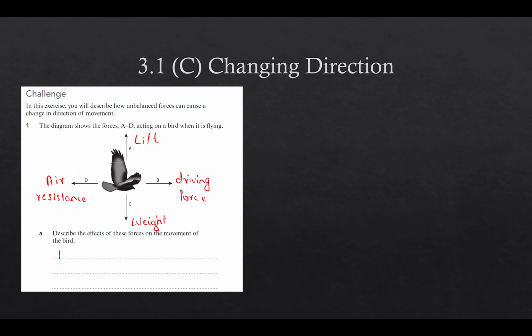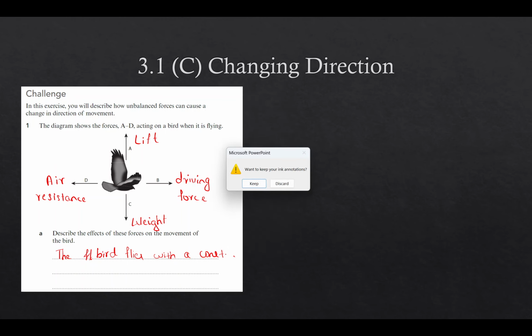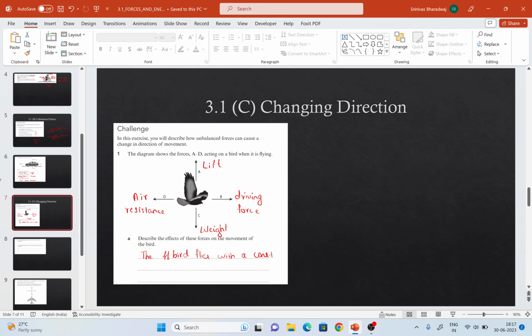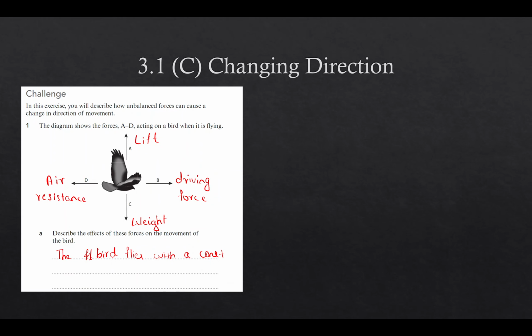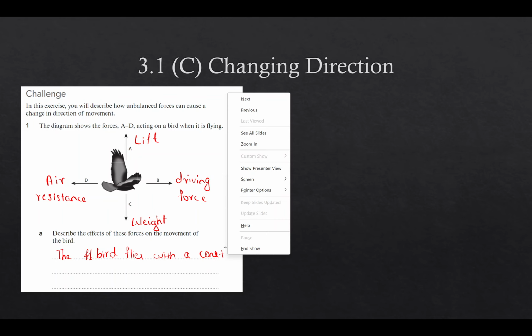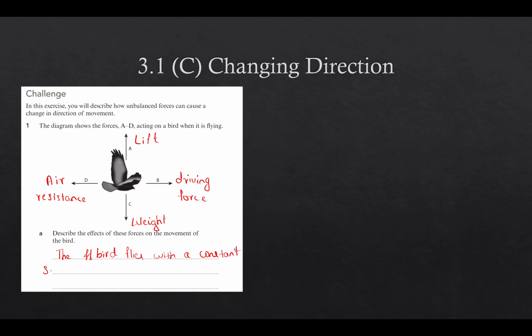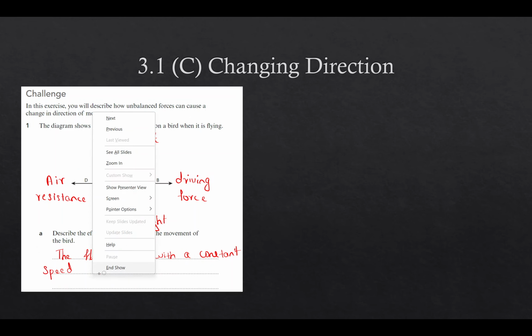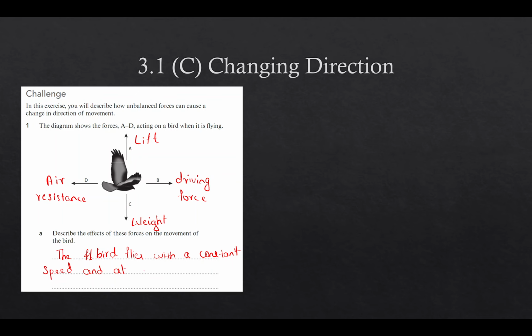So let's write down: the bird flies with a constant speed and at a constant height.